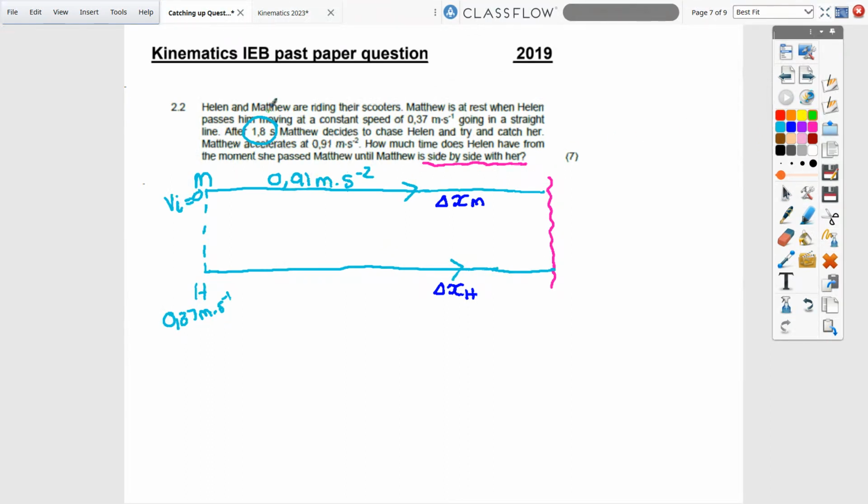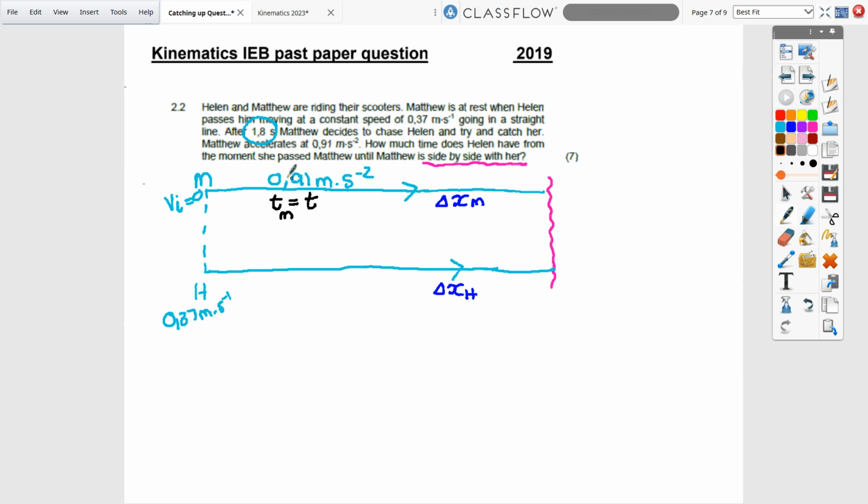If we think about it, I always make it simple by saying who's traveling for the longest time, because then it puts a plus in my equation, and it also makes the math a little bit easier, like you would see later if there's a quadratic equation. So after 1.8 seconds, Matthew decides to chase Helen. So Helen was already going. So if I make Matthew's time, and that's what I'm going to do here, say Matthew's time, t for Matthew, is x, or let's just call it t.